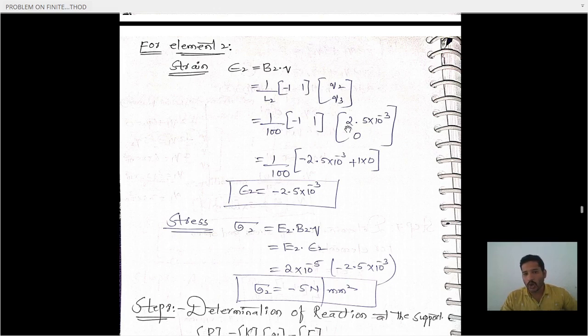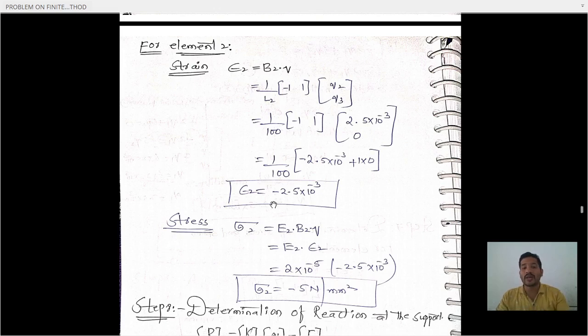So Q2 is how much? 2.5 into 10 power of minus 3. The Q3, the displacement at 3, should become 0 because it is a fixed end. Then 1 by 100. You just need to multiply this row into this column: minus 1 into 2.5 into 10 power of minus 3 plus 1 into 0. Then if you divide the whole value, it will become minus 2.5 into 10 power of minus 3.